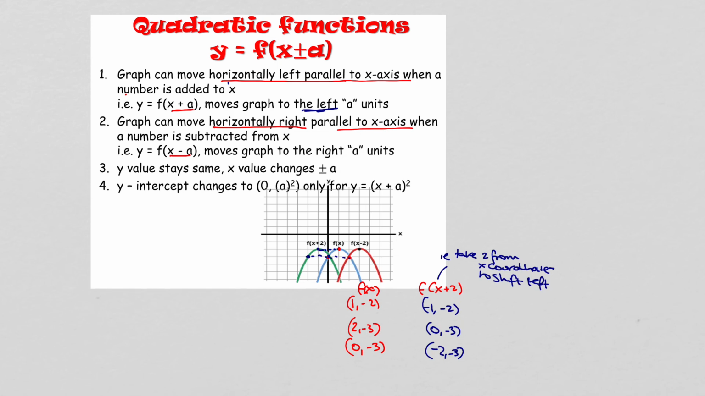And then if it was f of x minus 2, in other words, if the x has 2 taken away from it, we would actually move the graph to the right by adding 2 to each of the x coordinates.